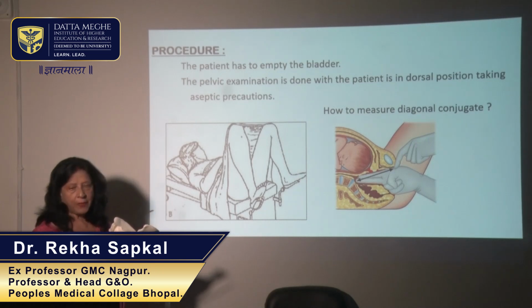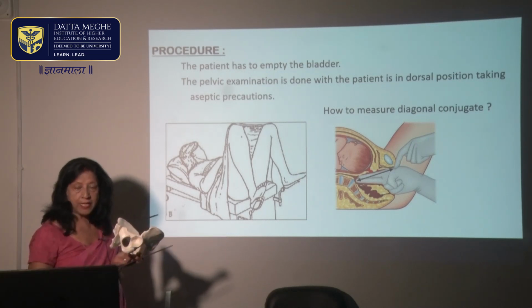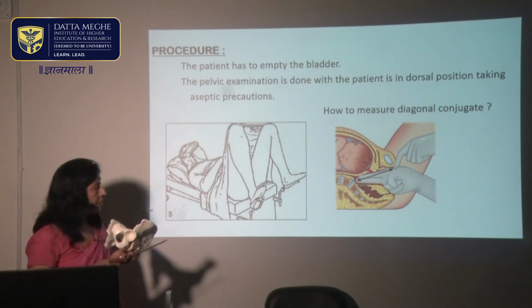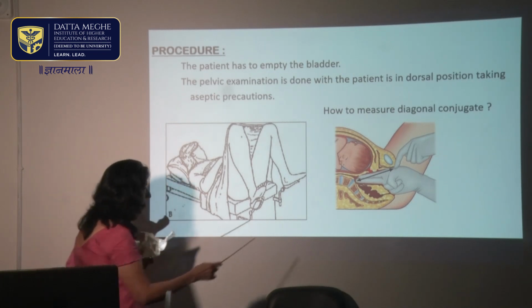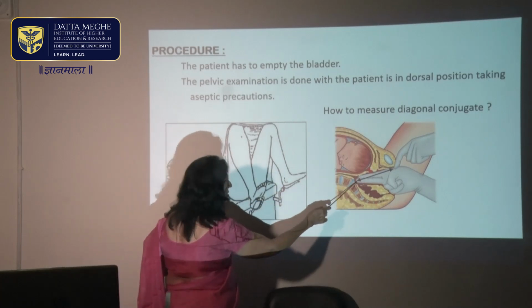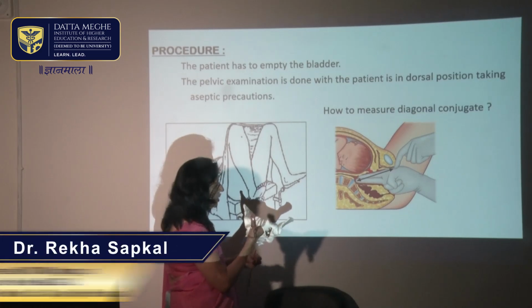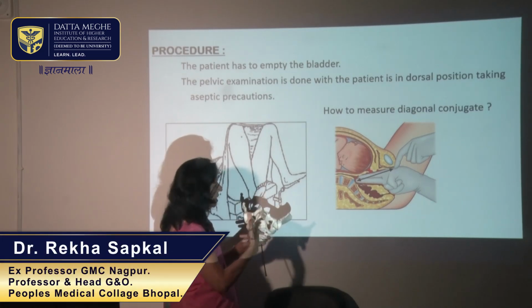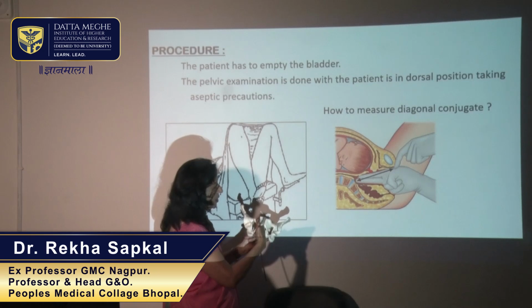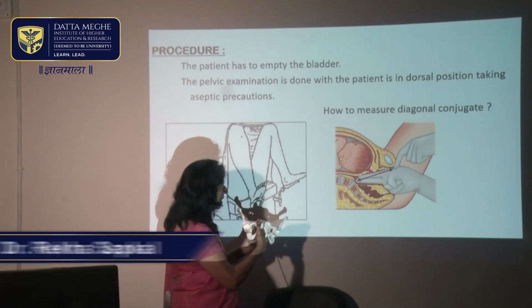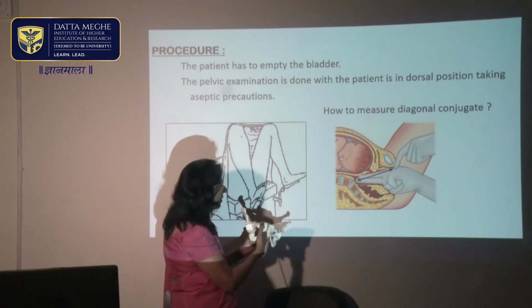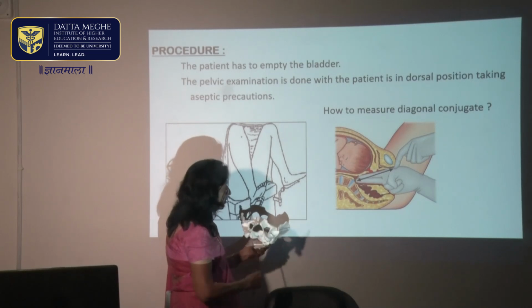With all aseptic precautions, gloves are put on, and you have to measure the diameter by PV examination. This is how I put my fingers here, and my middle finger is long. So, naturally, I can reach the sacral promontory with the middle finger. It is the distance between the tip of my middle finger and the inferior margin of the pubic bone.